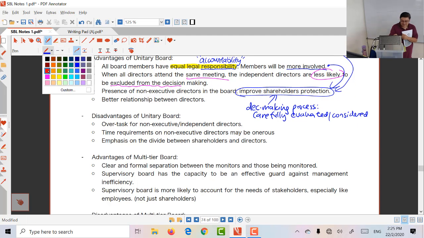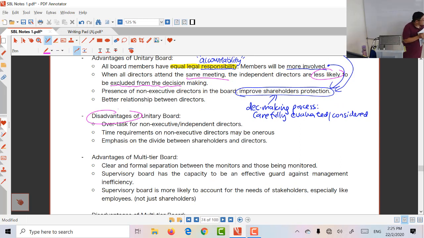Okay, I'm going to come back to look at the disadvantage in a more overview, summarized manner. Now, I'm going to use the point that Sneha said, time. The biggest issue with unitary board is always time, okay? Now, you expect very slow decision making, all right? Very slow decision making when you compare with a multi-tier board.